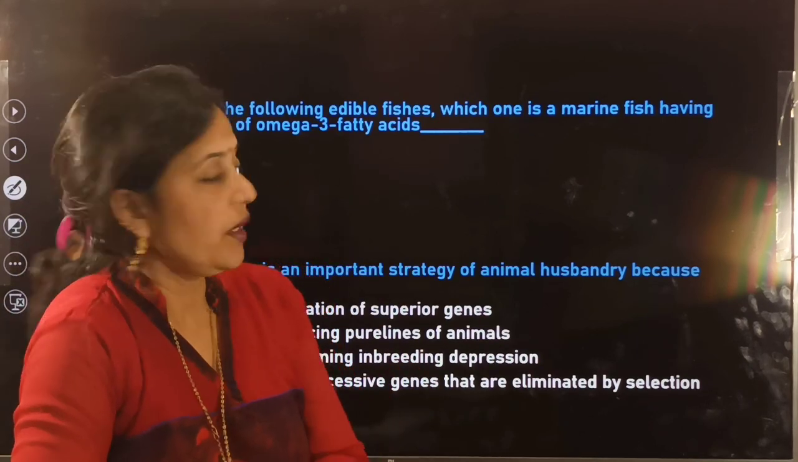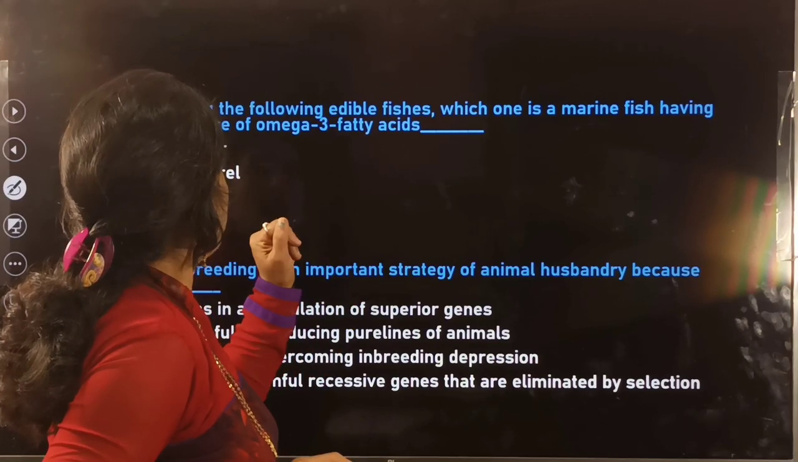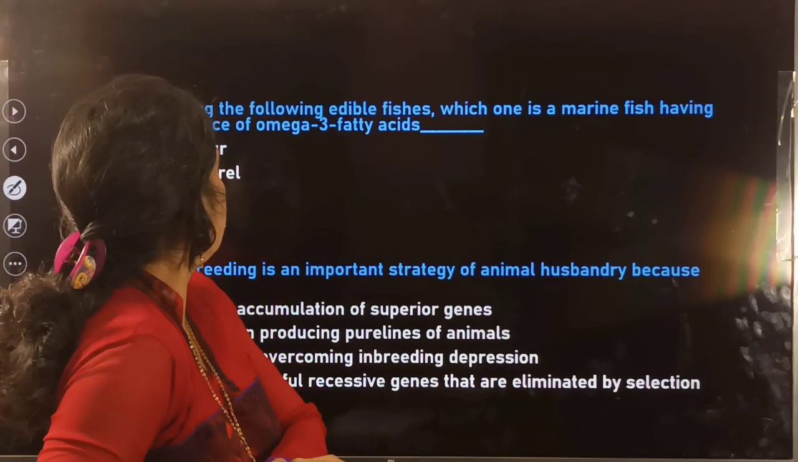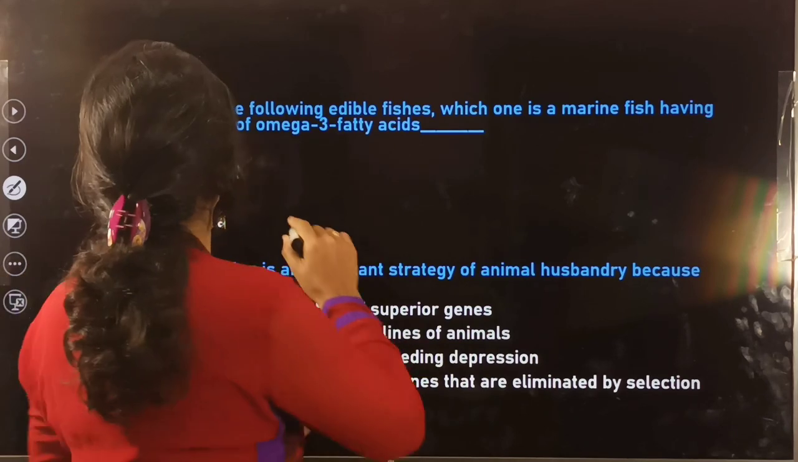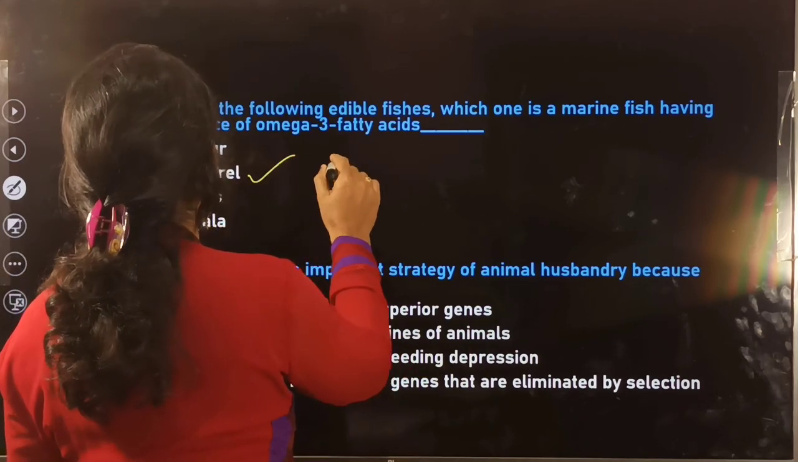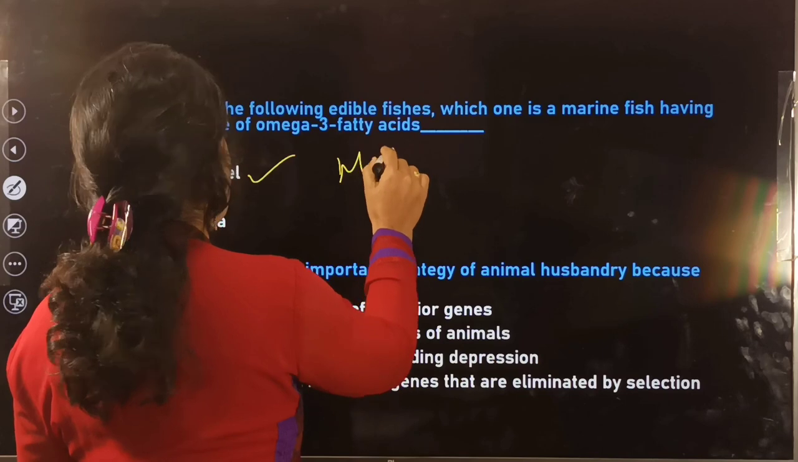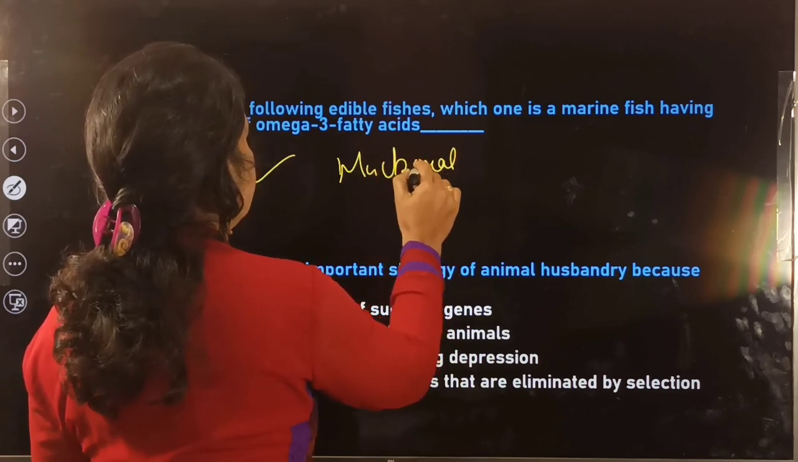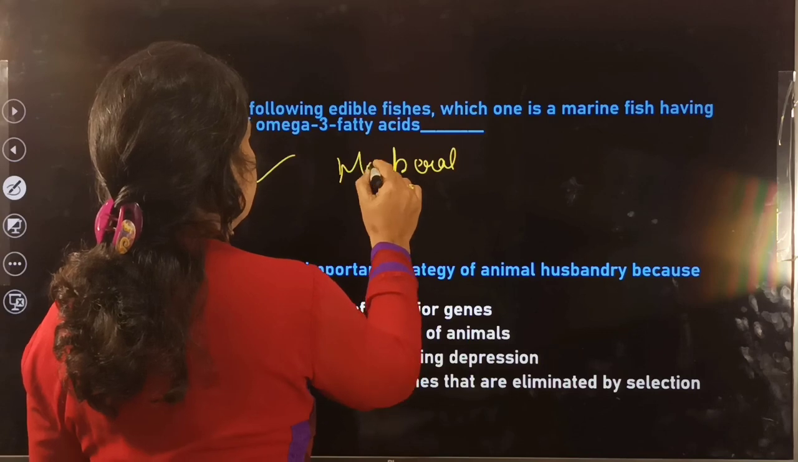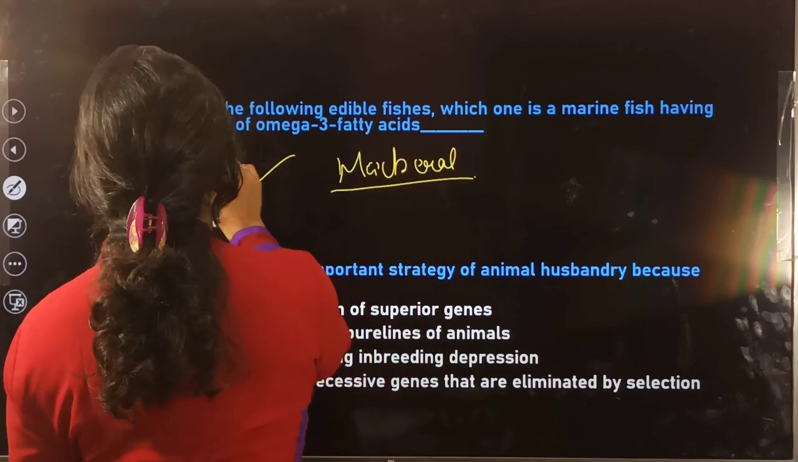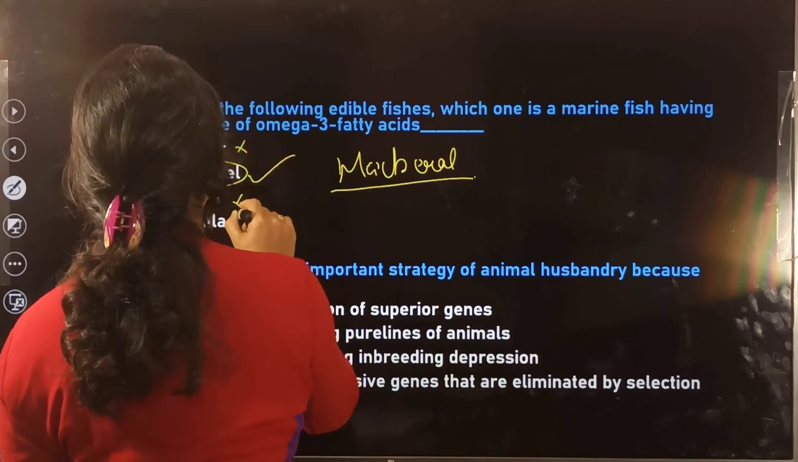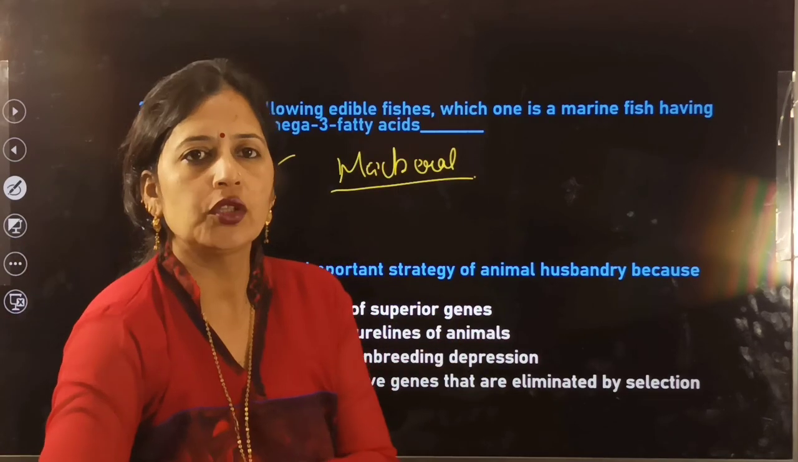Yes, Vijay. Question number 3 that I mentioned, it was giving the wrong option. Among the following edible fishes, the marine fish having the rich source of the omega 3 fatty acid is the mackerel. So here option B is the right answer for the question number 3.